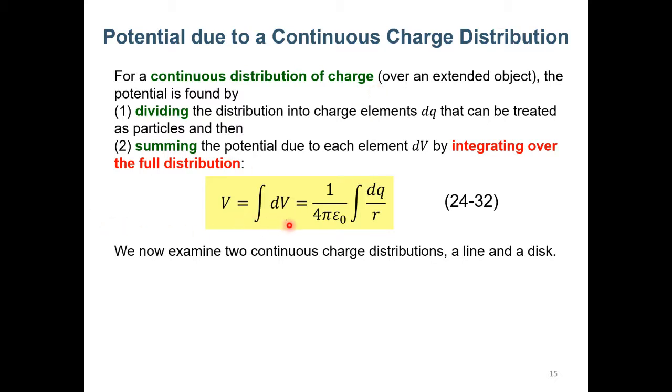So the equation can be written like this: V equals the integral of dV, and it will look like this because these terms are constant. So we consider an infinitely small charge element. Each element will have a distance for consideration. So we integrate this term.